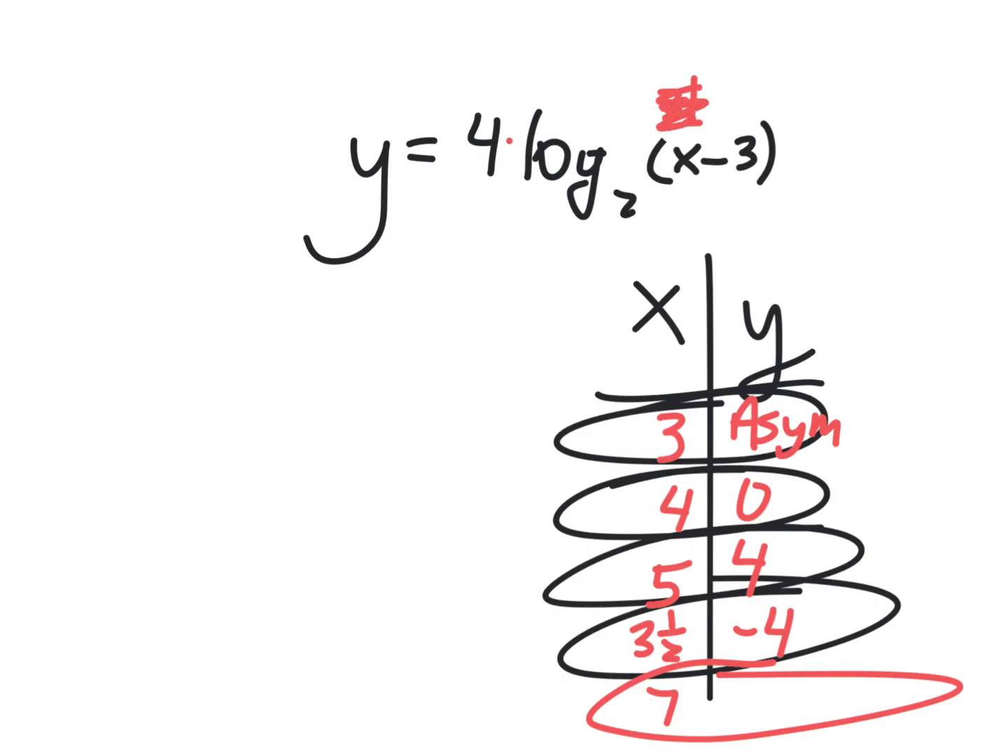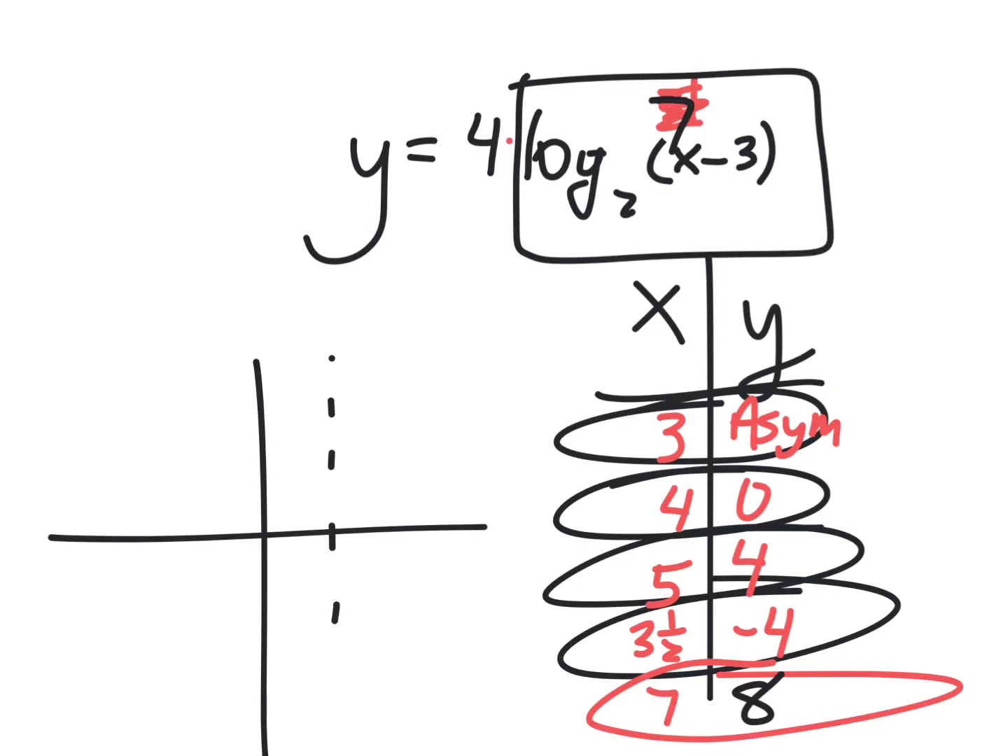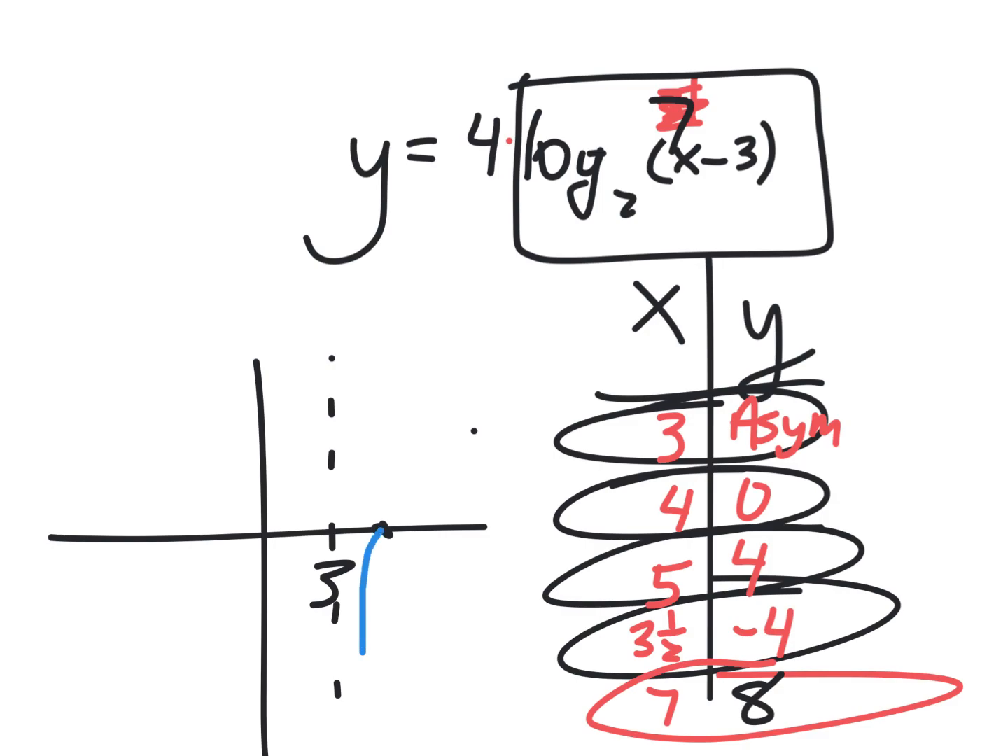If I put in 7 here, 7 minus 3 is 4. Then log base 2 of 4 is 2. 2 times 4 is 8. Make sense? If you can find those points, it's easy. Graphing the asymptote at 3. 4 comma 0 is right there. 5 comma 4 is like there. And then the graphs always generally look like that.